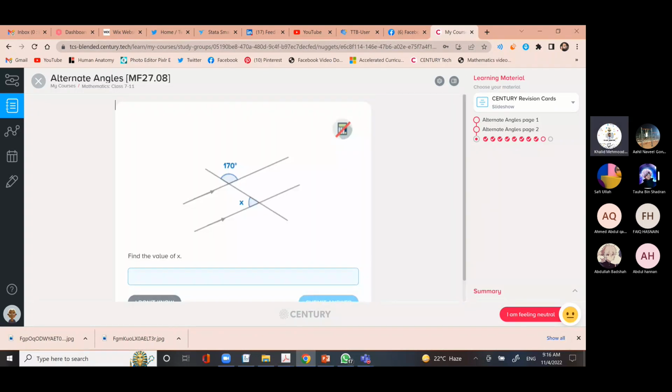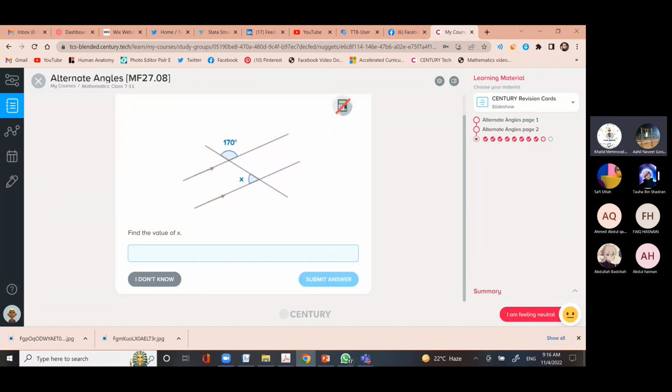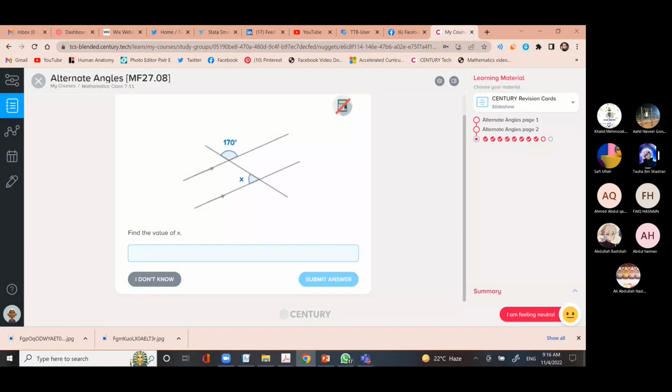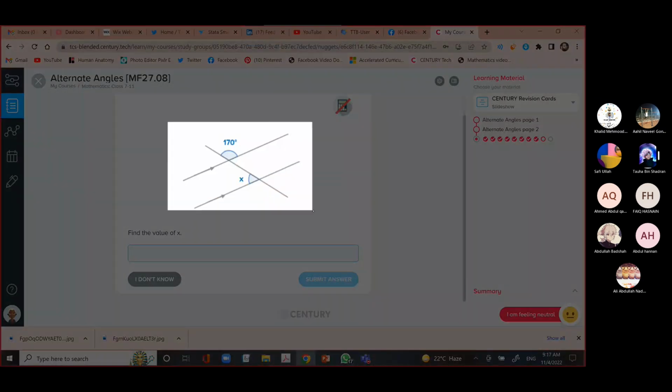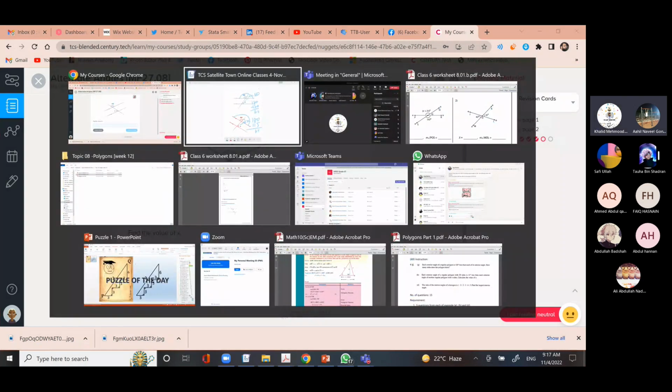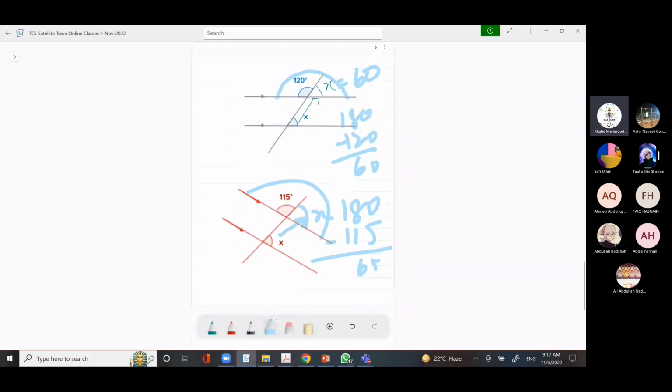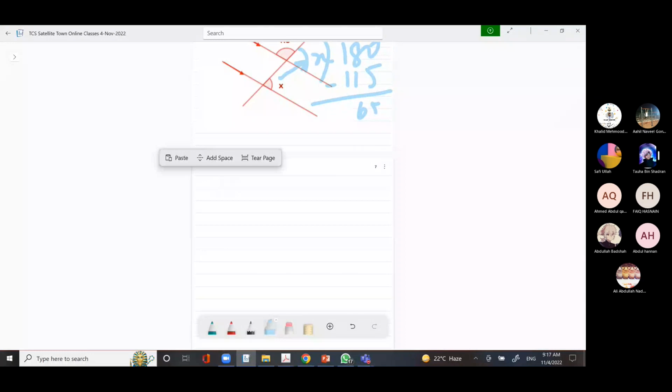Now the second last question. It is a corresponding angle. Yes, sir, corresponding angle. So 10 should be the answer.